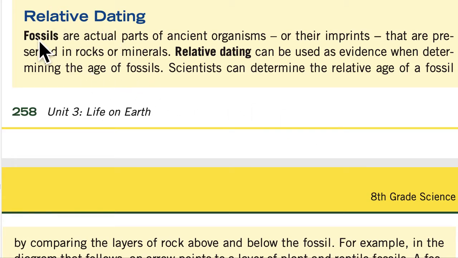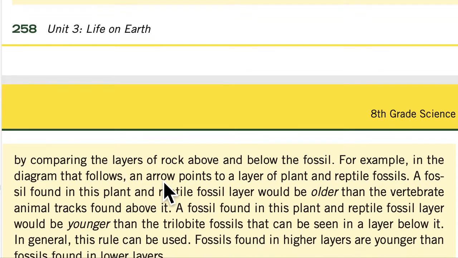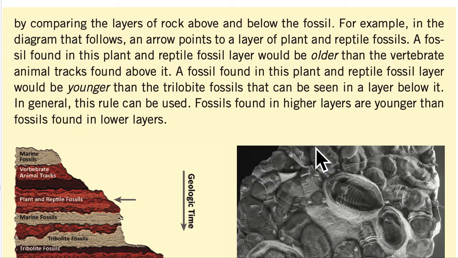Relative dating. Fossils are actually parts of ancient organisms or their imprints that are preserved in rocks or minerals. Relative dating can be used as evidence when determining the age of fossils. Scientists can determine the relative age of a fossil by comparing the layers of rock above and below the fossil.